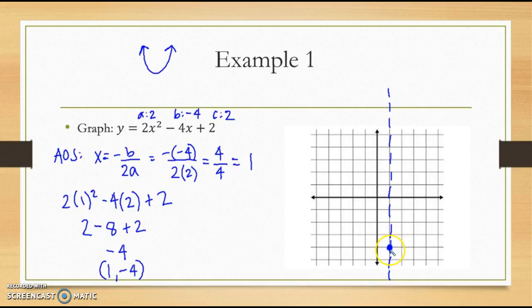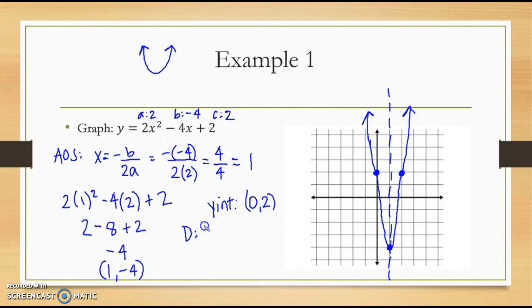I need 2 more. So next I'll find my y-intercept. Well, my y-intercept is always just c. So in this case, my c is 2. So my y-intercept is at 0, 2. There's my second point. I know I can reflect that over, and it's 1 away from my axis. So I'm going to go 1 more on the other side to get the reflection. And we have a very skinny quadratic.